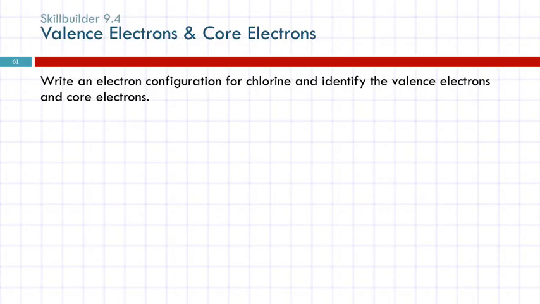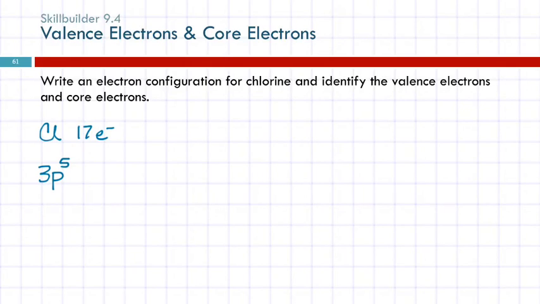Well, how many electrons does chlorine have? 17. And chlorine on the periodic table is in which period? It's in period 3. Which block? The P block. And how far over in that P block? 5 over. So that's its position on the periodic table.